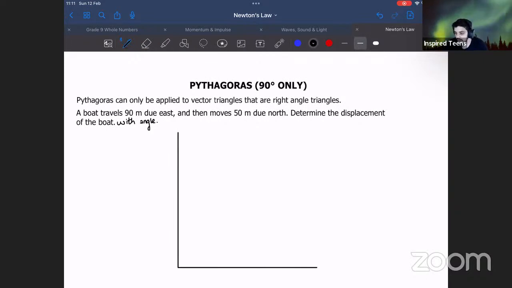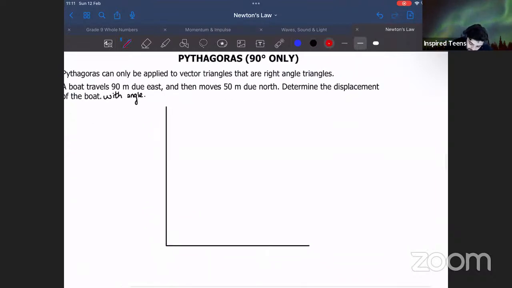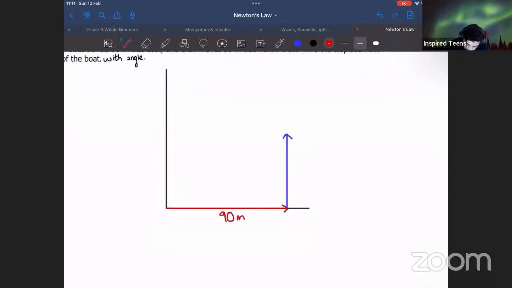Now we use Pythagoras. We're going to actually calculate the value of the resultant vector, or the distance in this case, as well as the angle at which it inclines. So here it's the same example, 90 meters west and 50 meters up. So something like this. Again, if you're drawing it, your drawing would have to be accurate. So I'm going to call this 90 meters, and this is going to be 50 meters.